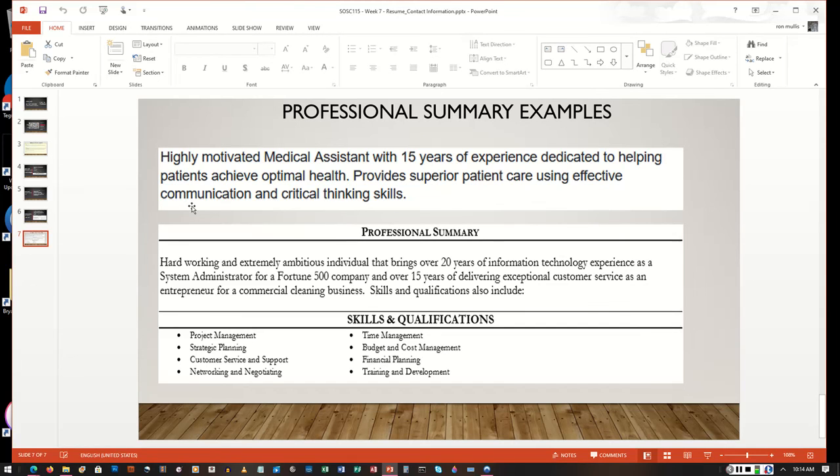The next professional summary has a section for the professional summary, and then it has a list of skills and qualifications. This is also good to use, where you separate the professional summary and the skills and qualifications. So you see that the person is hardworking and very ambitious. They have 20 years of experience in the IT field as a system administrator for a large company. And in addition to that, they have over 15 years of being an entrepreneur with a commercial cleaning business.